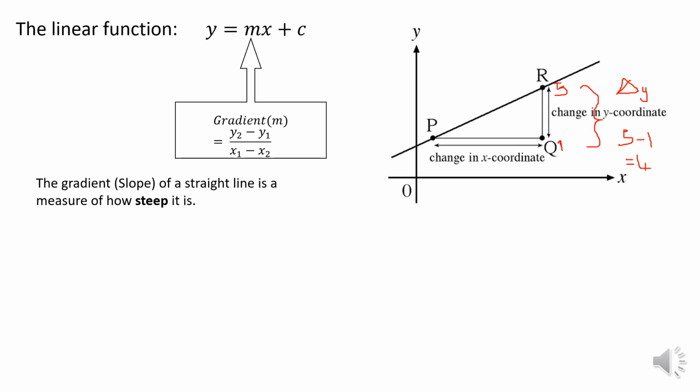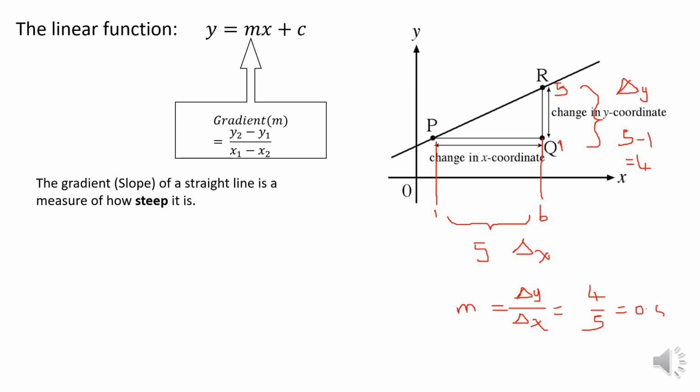Then we do the same here. Suppose this value for x is 1, and this value for x is 6. In order for us to find the change here, it's going to be 6 minus 1, which is 5, that is delta x. So the gradient is calculated by taking the change in y, or delta y, and dividing that by the change in x, or delta x. In this particular case, it's going to be 4 units upwards and 5 units across, and therefore the gradient is 4 over 5, or 0.8.